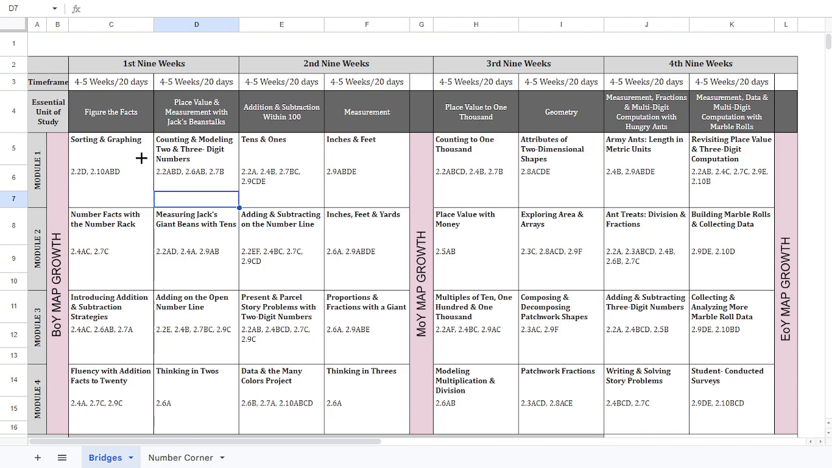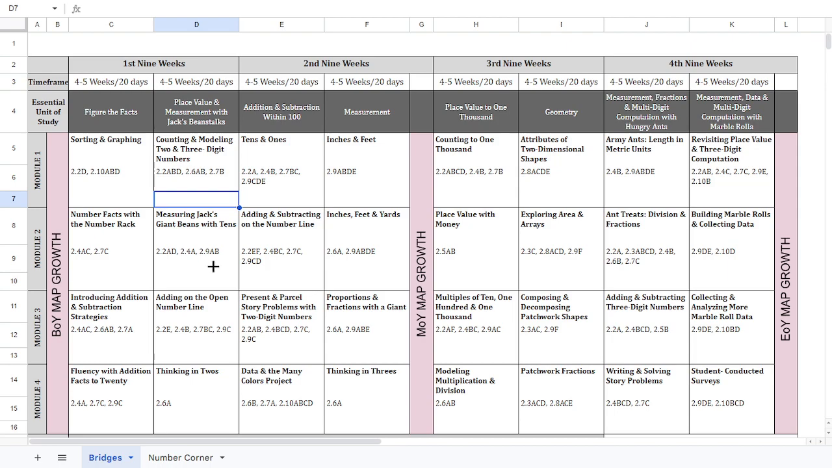So the next 4 to 5 weeks in the first 9 weeks period is going to be counting and modeling 2 and 3 digit numbers. So they're going to be counting and writing and learning 3 digit numbers like 100 and stuff like that. Then we're going to be doing this activity measuring giant beans with tens. It's going to be like Jack's giant bean sprout, if you've heard of that fairy tale. We're going to be using the leaves as each place value or each ten.